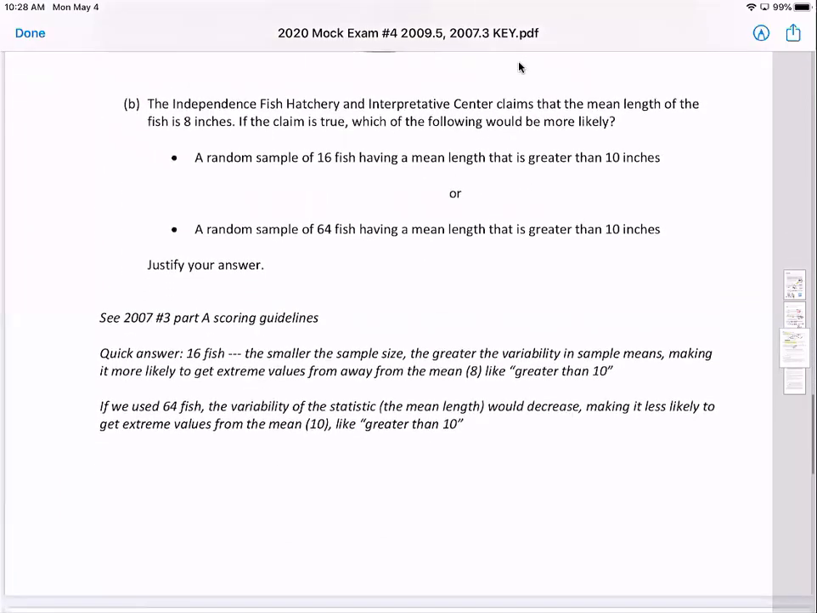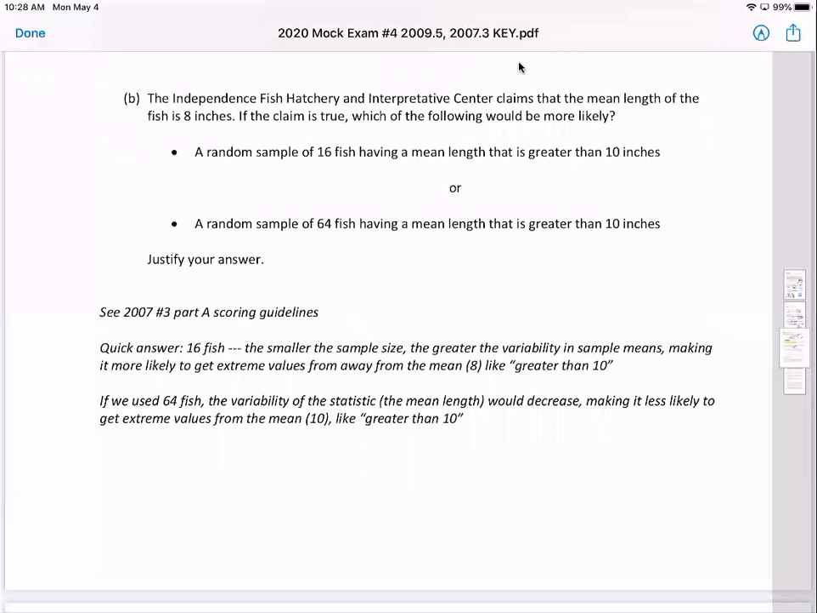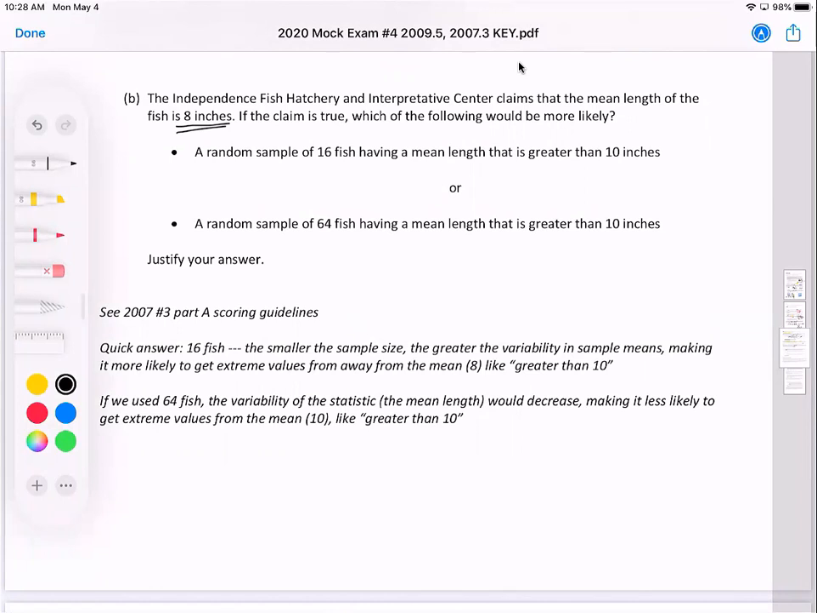So other questions. Now this question B was based on an AP exam question from 2007 that I really liked. I liked it because number one, it's probability. And number two, you can answer it without a calculator, or you could answer it with a calculator. You will be able to use a calculator on the AP exam, though it might not be that helpful. But the question says the mean for all these fish in their lake is 8 inches. Which would be more likely? So this is a probability question. Which is more likely? A random sample of 16 fish having a mean greater than 10, or a random sample of 64 fish with a mean greater than 10.